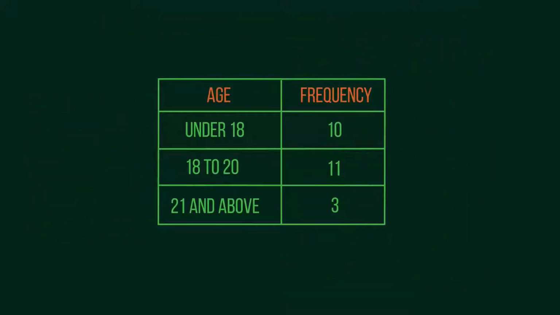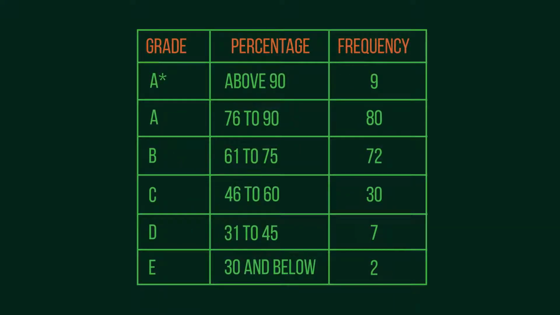I could have just as easily chosen to group the numbers into categories, for example. When creating grouped frequency tables, if possible, it's best to try and make the groups the same size. So let's go back to our exam results. These groups are different sizes. This one is 10, these are 14, and this one is 30. Let's try and make them more equal.